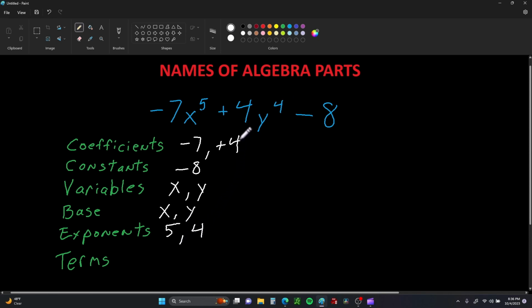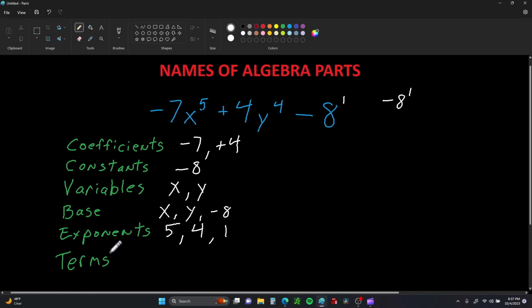Now, if we want to get technical, we can say that the -8 is a base, and we can say that it has an exponent of 1, even though it's not written there. Anytime you have any number, there's a 1 for an exponent there. So I'll add that over here, that -8 is a base. And I can also say that this has an exponent of 1, but we're getting really technical with that.